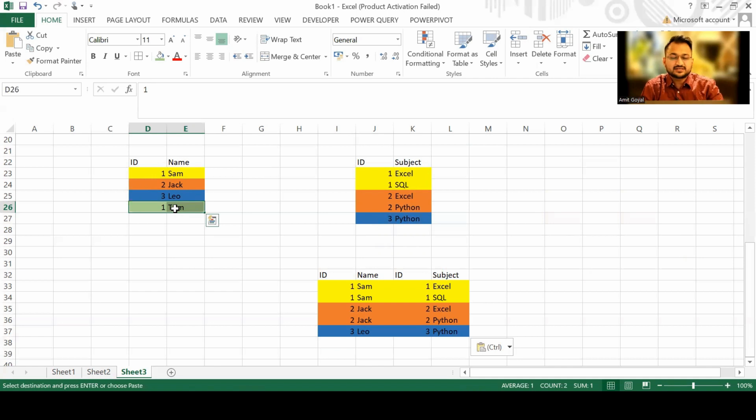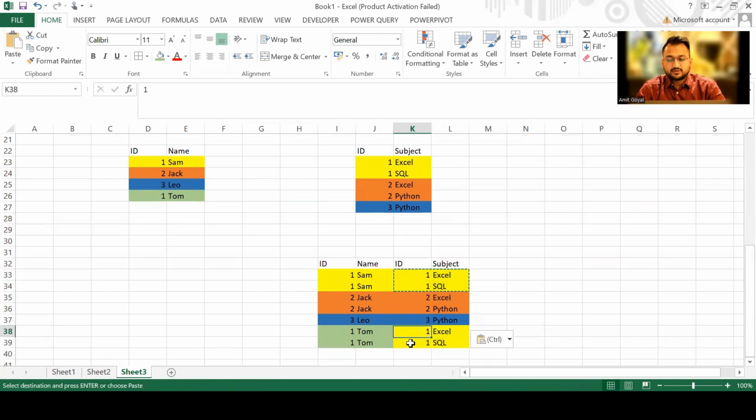So my assumption is Sam is also studying Excel and SQL. Tom is also studying Excel and SQL. So for that reason, this record where we have Tom is going to get combined with both these records as well. So my final output is going to look like this. And this record is going to come again. So that's how your joins are going to work, and you will get your output in this particular case.